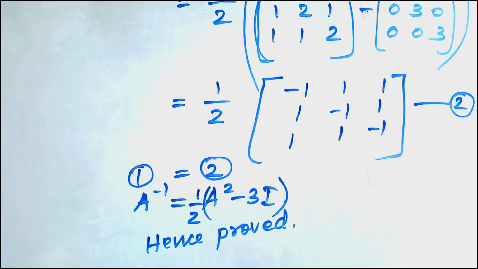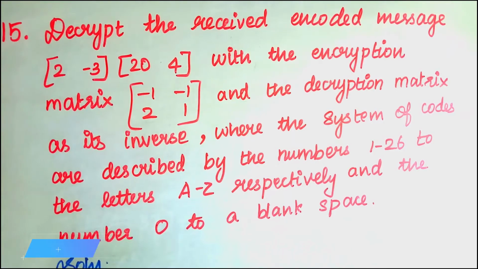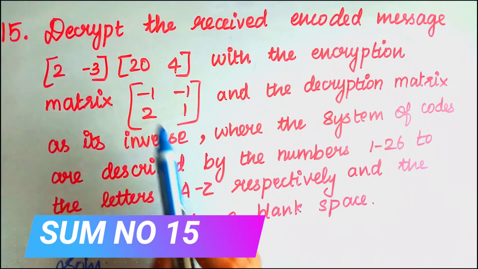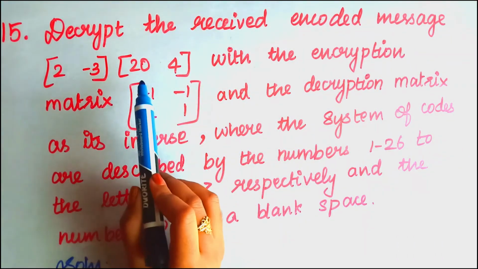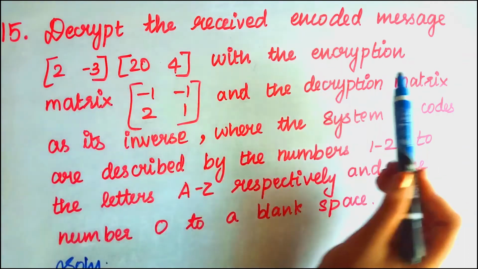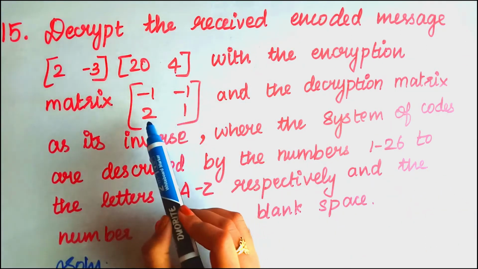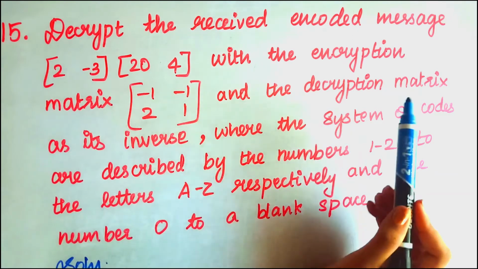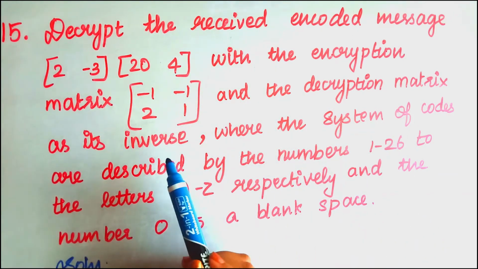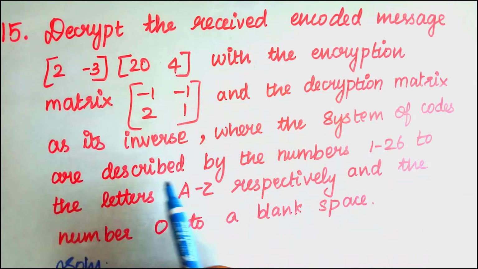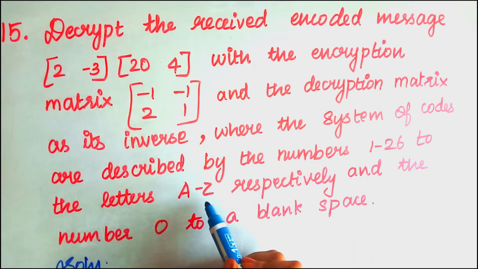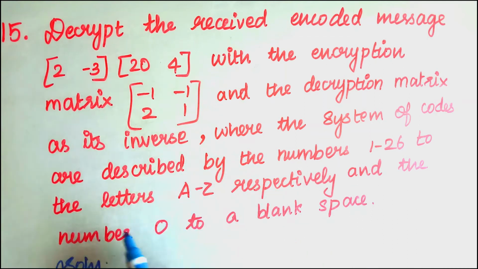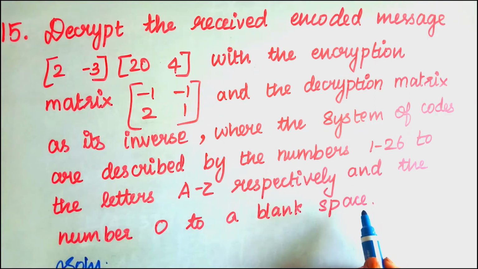Let's get into our 15th sum. Decrypt the received encoded message 2, minus 3, 24 with the encryption matrix -1, 2 and 1 and the decryption matrix as its inverse, where the system of codes are described by the numbers 1 to 26 to the letters A to Z respectively and the number 0 to a blank space.